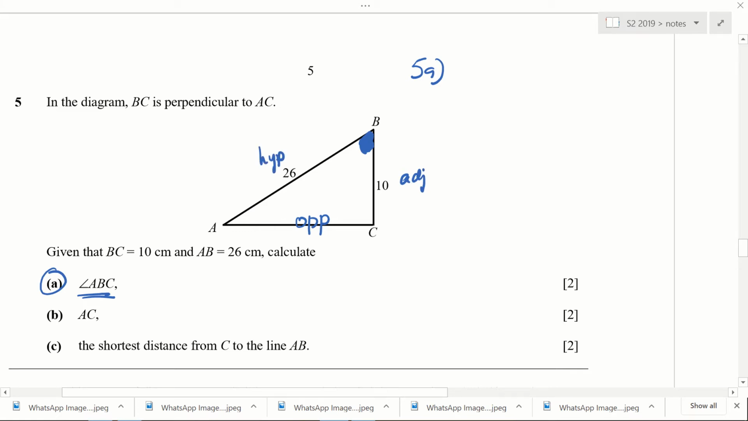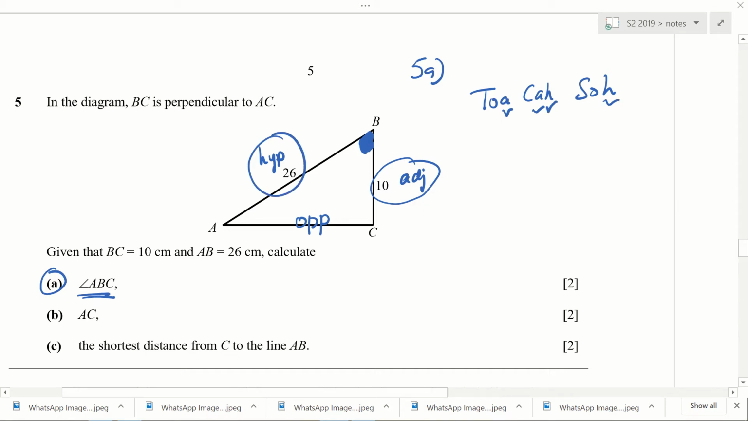Now, let me ask you a question. Now I want to find the angle. I must use what? Tua. Let's try. Adjacent is 10. That means I know A. Can you put a tick on A? Again, 26 is hypotenuse. I know H. Can you put a tick on H?